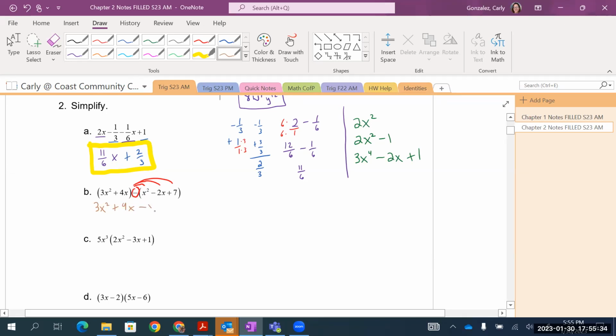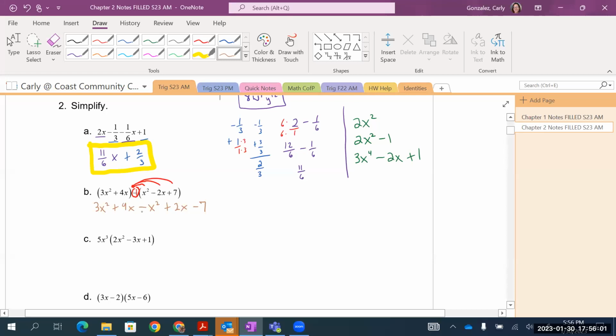So I get minus x squared. And that negative times a negative is a positive 2x. And then a negative times a positive is a negative 7. So it behaves much like a negative 1. In fact, you could even put a negative 1 in front and multiply. So now we're ready to combine like terms.